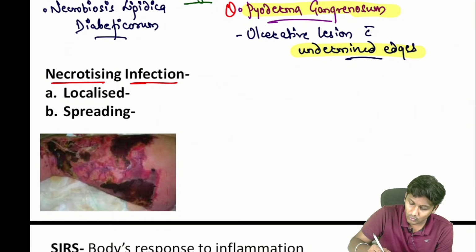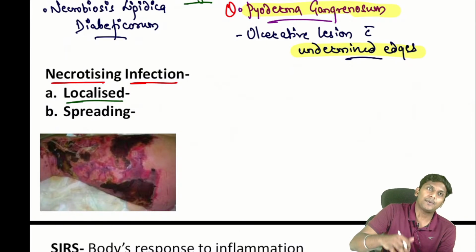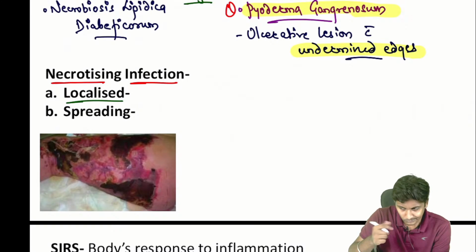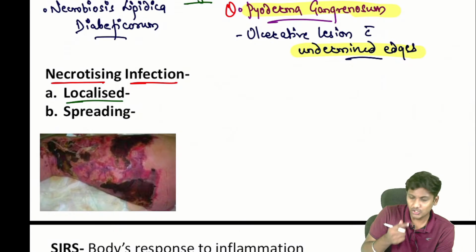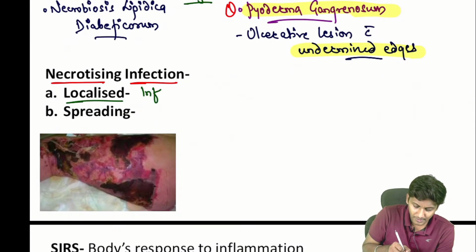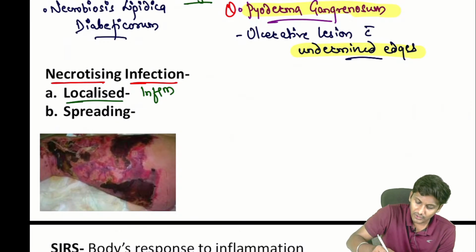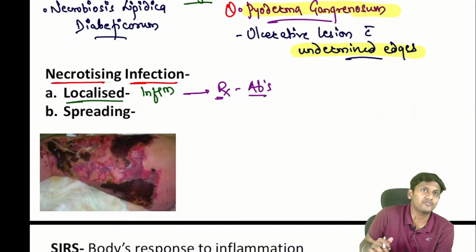Now, if there is a localized necrotizing infection, what is the patient going to have? In a localized necrotizing infection, the patient is going to have features of inflammation itself, and there will be necrosis in the local tissue. So what should be the treatment of this patient? The treatment is nothing else but antibiotics, which should be given for the eradication of infection.